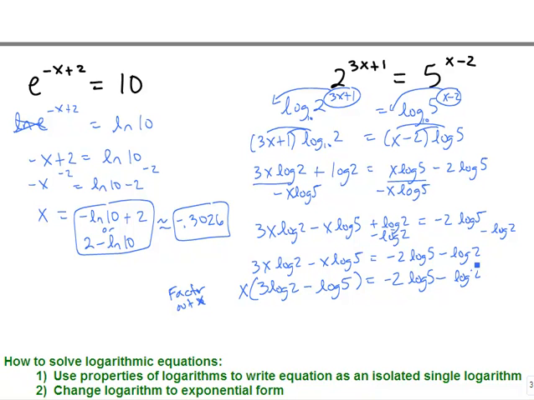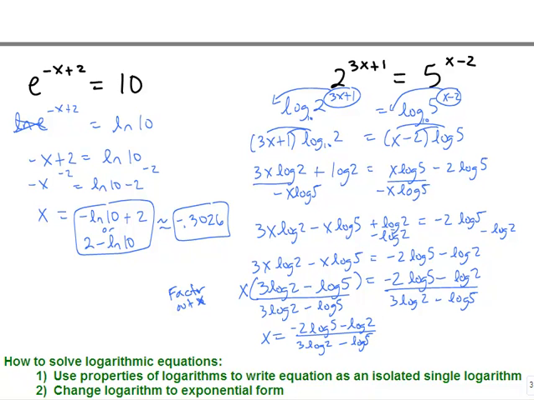And then finally, once you've factored out x, you're almost done. All you need to do now is divide by the stuff in parentheses on both sides, and then we will have our final answer in the exact form. So x is going to be minus 2 log 5 minus log 2 all over 3 log 2 minus log 5. Now if you don't like having all those negatives in your answer, you could multiply the top by minus 1 and the bottom by minus 1, and that just switches all of the signs.